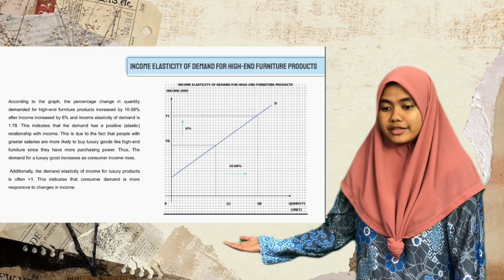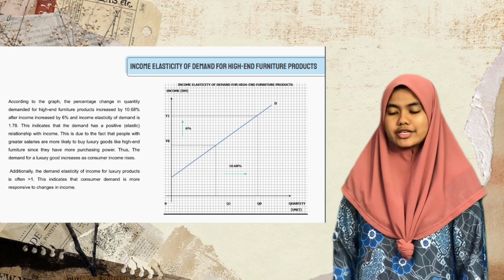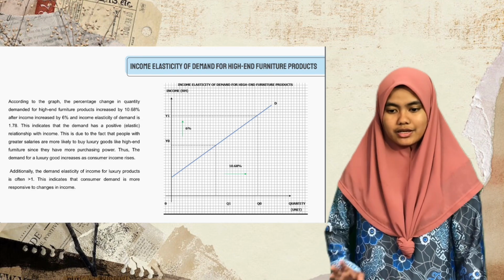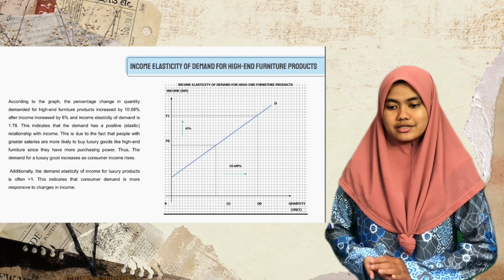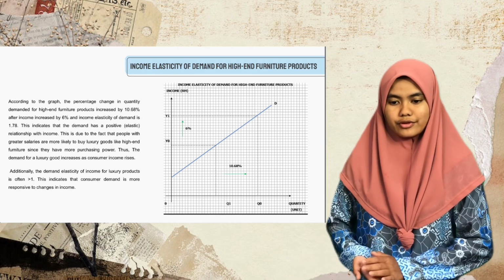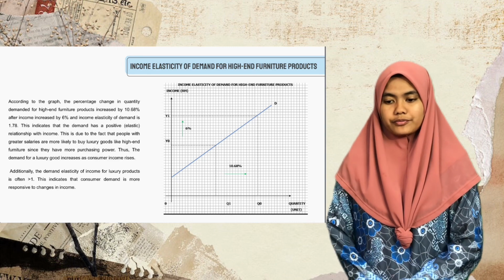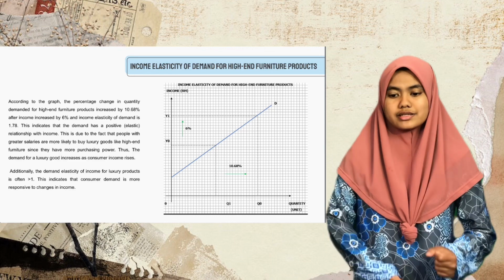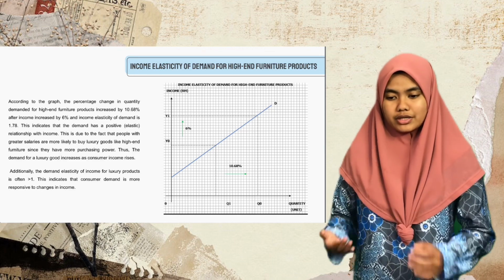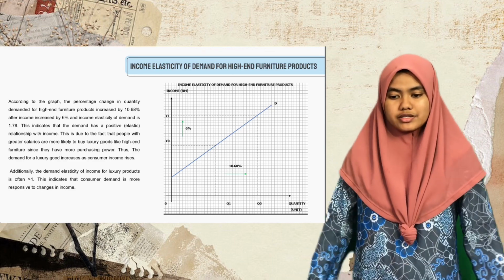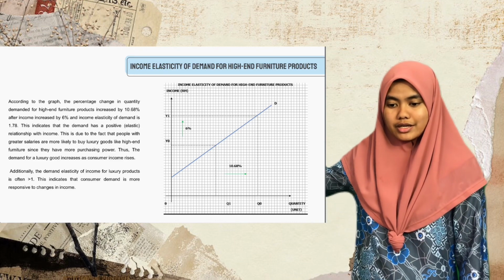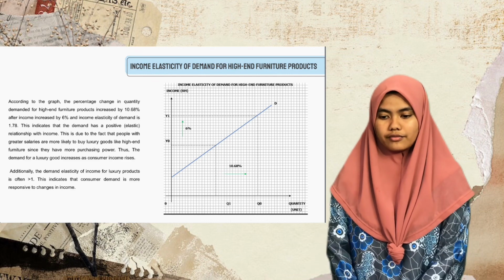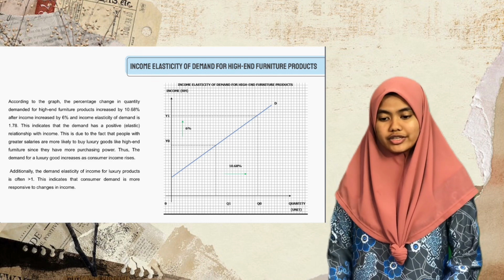According to the graph, the demand for a high-end furniture product increased by 1.78 after the income increased by 6%. This indicates that the demand has a positive elasticity relationship with income. This is due to the fact that people with greater salaries are more likely to buy luxury goods like high-end furniture since they have more purchasing power. Thus, the demand for a luxury good increases as the consumer income rises. Additionally, the income elasticity of demand for luxury goods is often greater than 1.